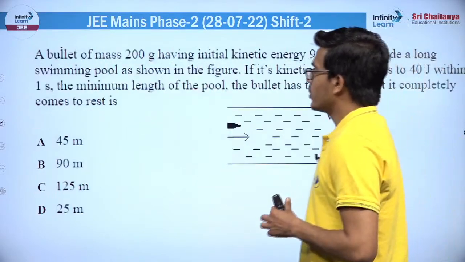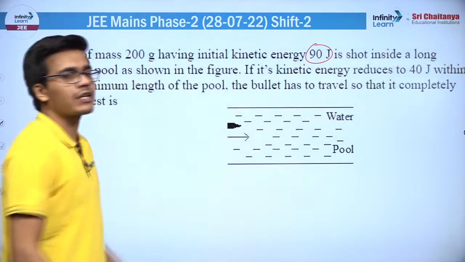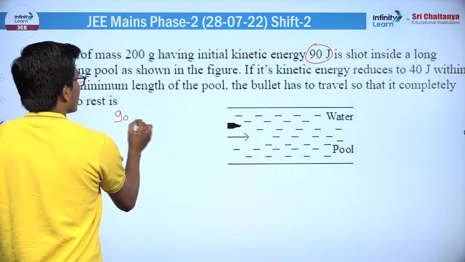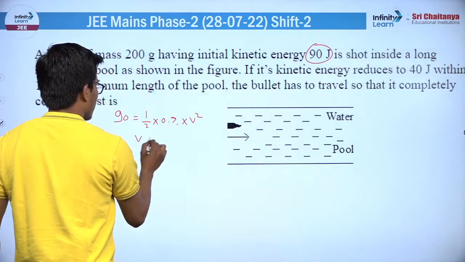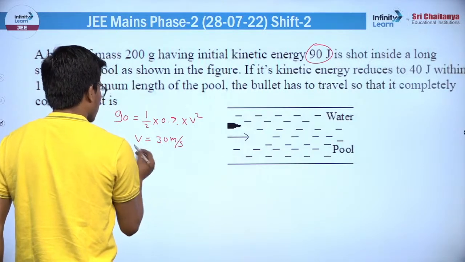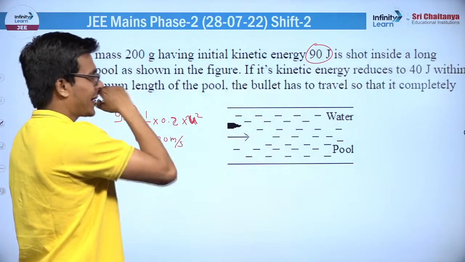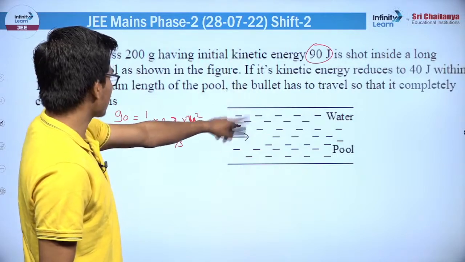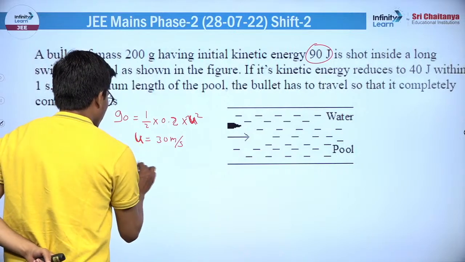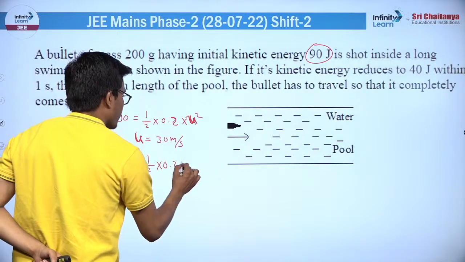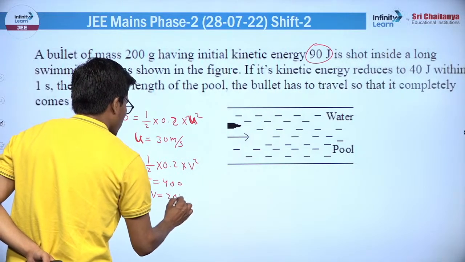Moving ahead, a bullet of mass 200 gram having initial kinetic energy 90 joules. So can we calculate the speed? 90 is equal to half m v square. So v is actually equal to 30 meter per second, and it's initial, so let us just say u. Okay, and it's shot inside a long swimming pool as shown in the figure. Its kinetic energy reduces to 40 joules. So can we calculate the final speed? 40 is equal to half m v square. So v square will be 400, means v is equal to 20 meter per second.